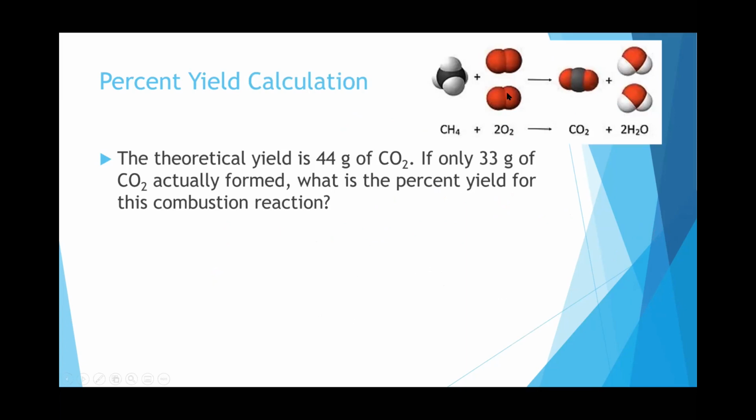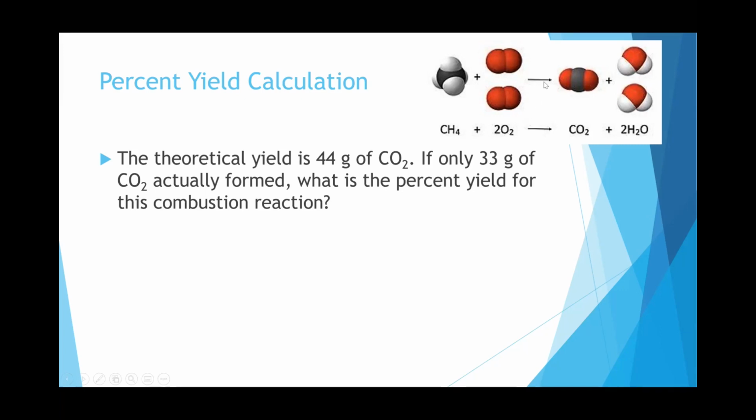So I'll do one more example, and then we're gonna have some practice problems that I want you to type into the chat when you got the answer. So the theoretical yield is 44 grams of carbon dioxide in this equation. If only 33 grams of carbon dioxide actually formed, what is the percent yield for this combustion reaction?